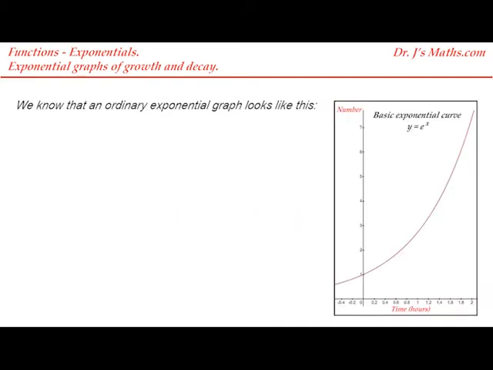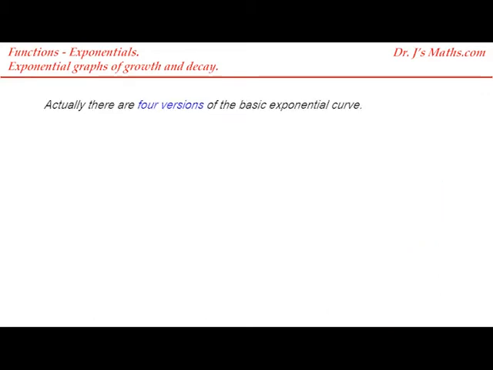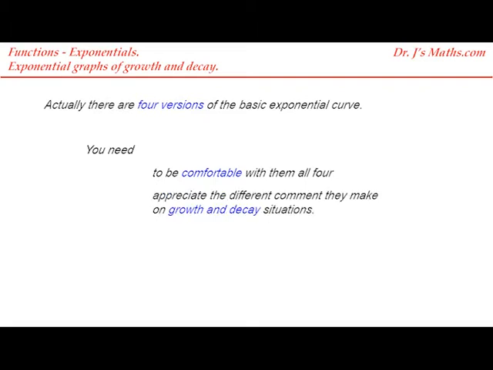We know that an ordinary exponential graph looks like the one at the right that I have just brought up. It passes through the y-axis at y equals 1, and it climbs rapidly. Actually, there are 4 versions of the basic exponential curve. You need to be comfortable with all 4 of them, and to appreciate the different comment they make about growth and decay situations.